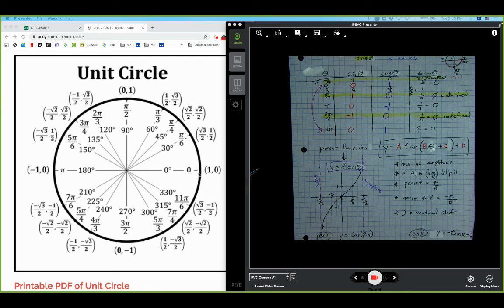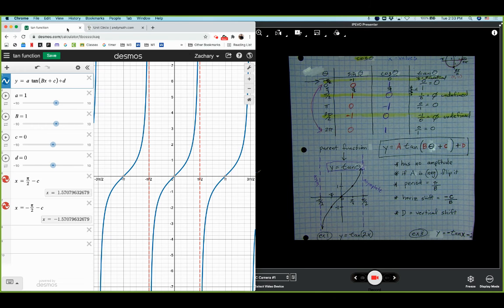All right. So next, take a look with me over here. Okay. I had the same function here, all set up for us, and we could see that a is 1. So a is 1 is just tangent of, b is 1, so it's just tangent of x. C is 0, so it's still just tangent of x. D is 0, so really this is just tangent of x.